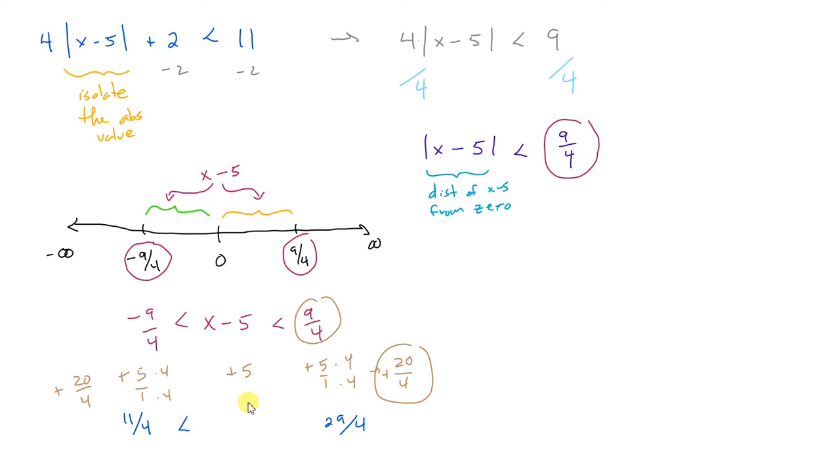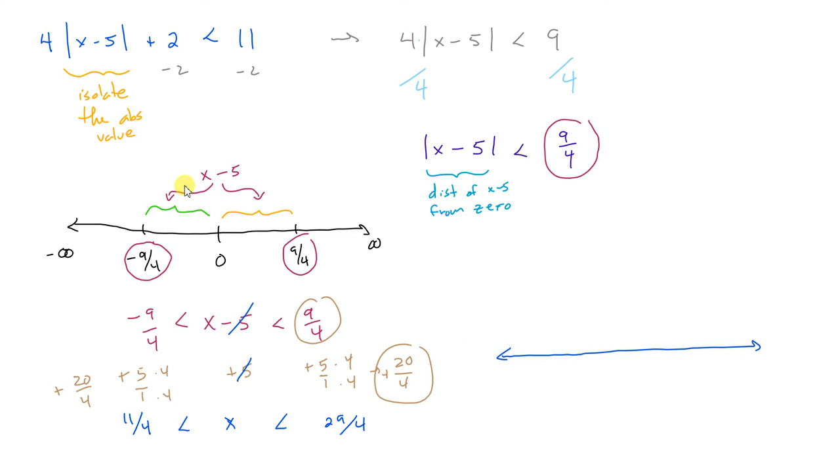And then in the center, notice that these 5's canceled, so I just have x. Okay, so x has to be between 11/4 and 29/4. If I draw that on the number line, I'll draw a new number line.